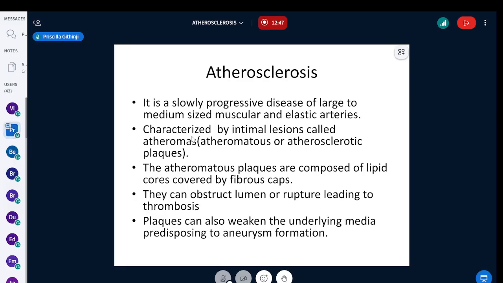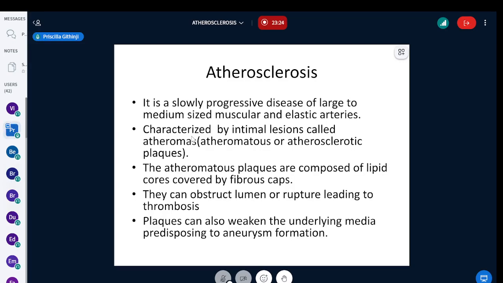These atheromas or atheromatous plaques are usually composed of lipid cores covered by fibrous caps. These lipid cores covered by fibrous caps can grow to the extent of obstructing the lumen, or they can cause abnormalities in the wall architecture, leading to rupture of the blood vessel, and this leads to formation of a blood clot, which will also obstruct the lumen.